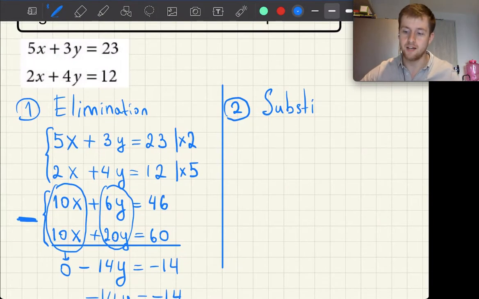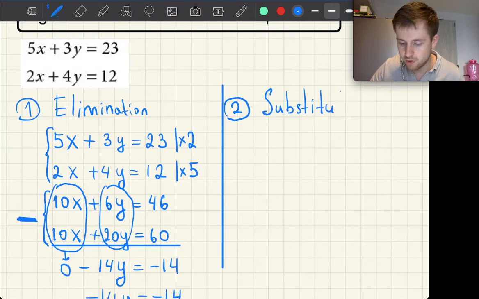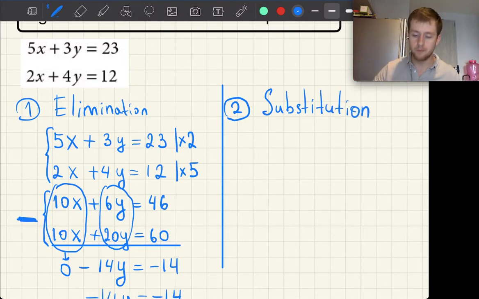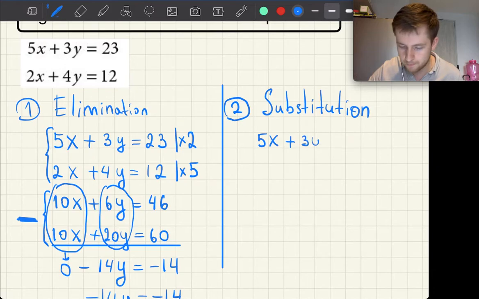My cable is doing tricks on me. I hope it's not broken. Okay, so substitution. Let's do it. So again, the same equation, but now we're going to use the substitution method. 5x plus 3y equals 23.